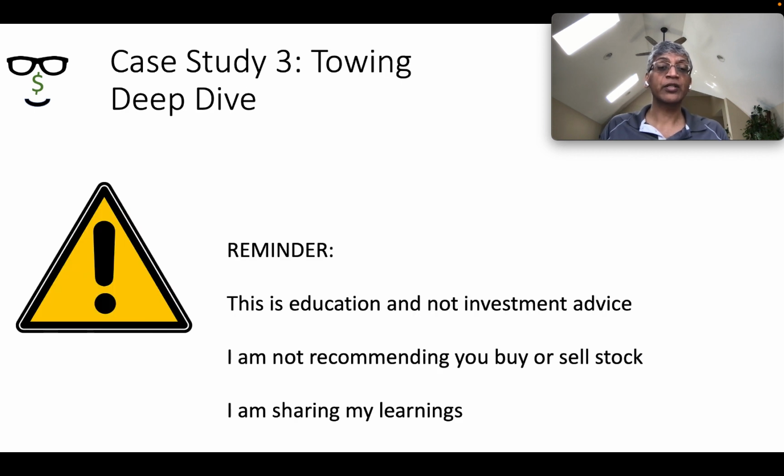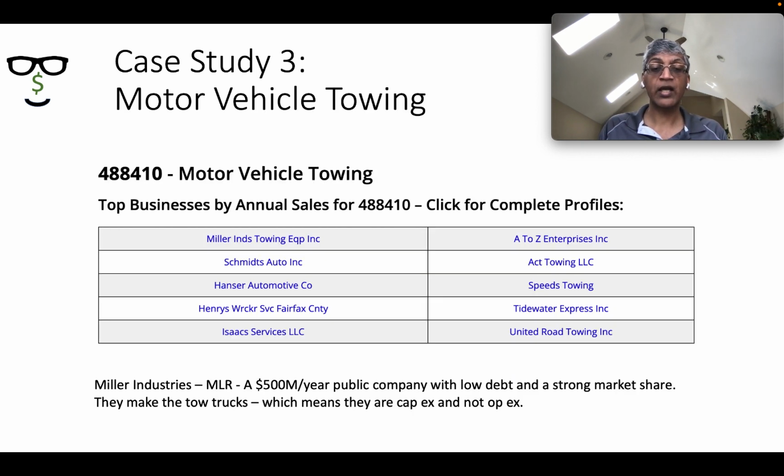And so then the question is, who are the companies in this sector? Again, I'm just sharing learnings. You do your own research. I'm not telling you to buy or sell a stock. And if you dive deeper, you can see that there are a bunch of companies. And one of them was right here, Miller Industries, and they make 500 million a year. They don't have a lot of debt. They have a very big market share.